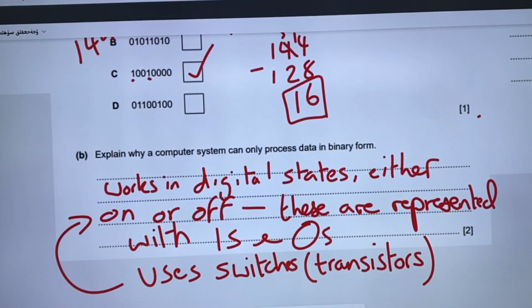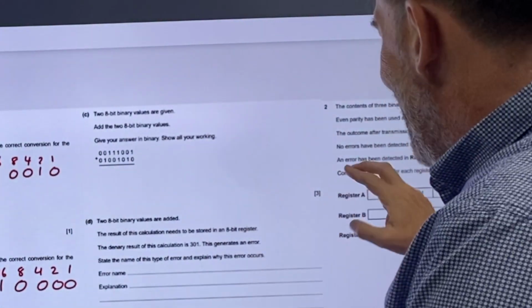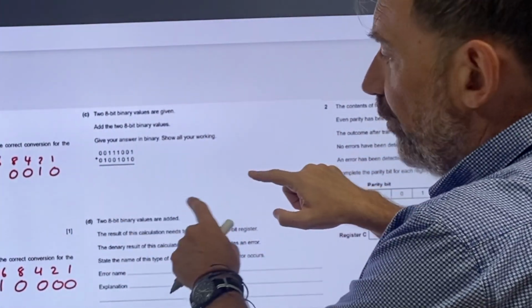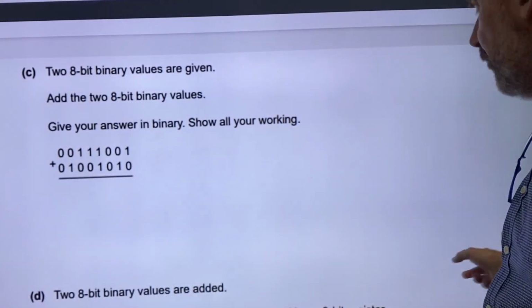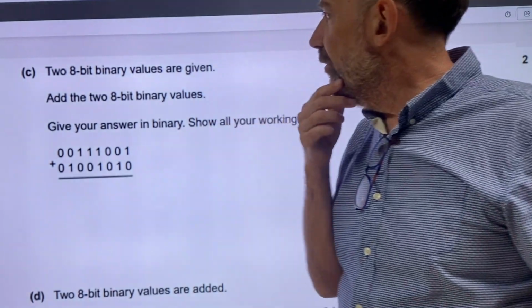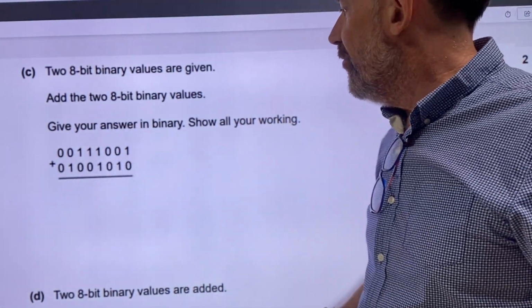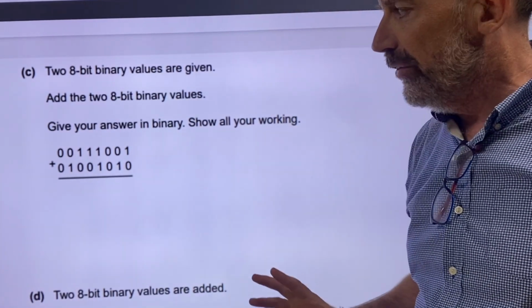Okay, so we've got 4 marks there. Right, nice and easy. Probably one of the easiest questions on the paper. This is worth 3 marks. Crazy. Okay, two 8-bit binary values are given. Add the two 8-bit values, give your answer in binary, show all your workings.